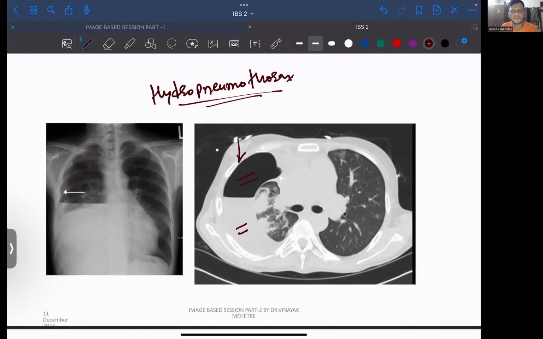Okay, hydropneumothorax treatment. Again, intercostal drainage, ICD. Okay, even in this patient we have to put ICD.